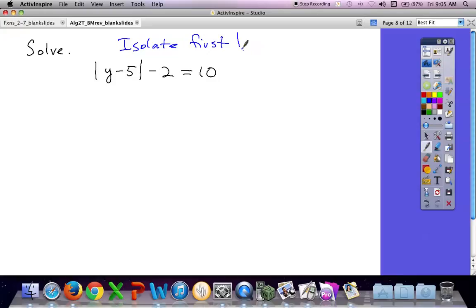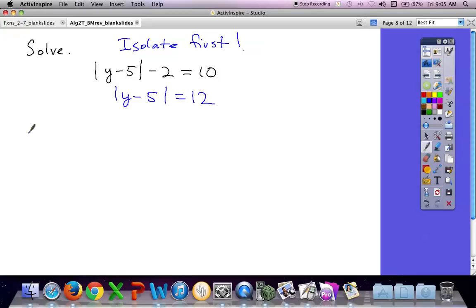Add 2. The minus 2 is outside the absolute value on the same side of the equation, so you've got to move it so that the absolute value is alone. It's isolated. So |y minus 5| equals 12.